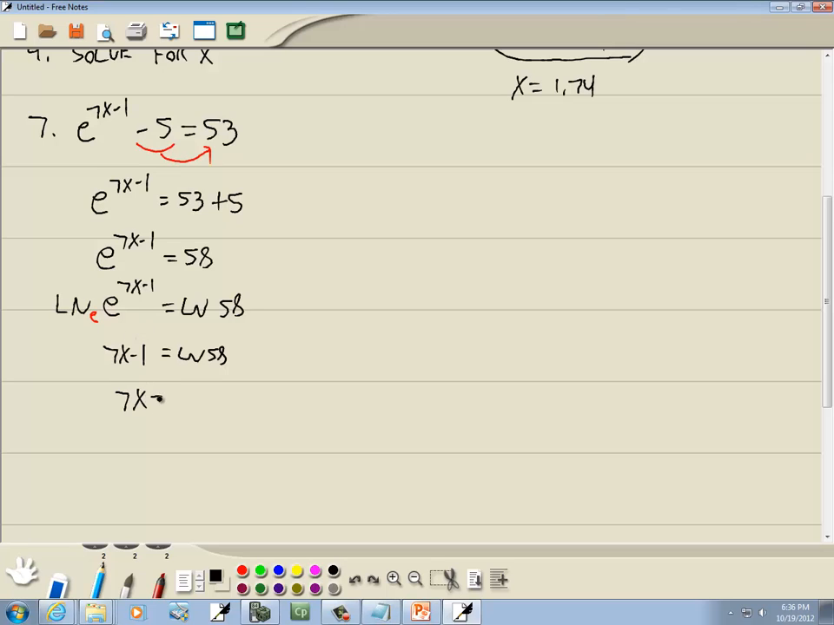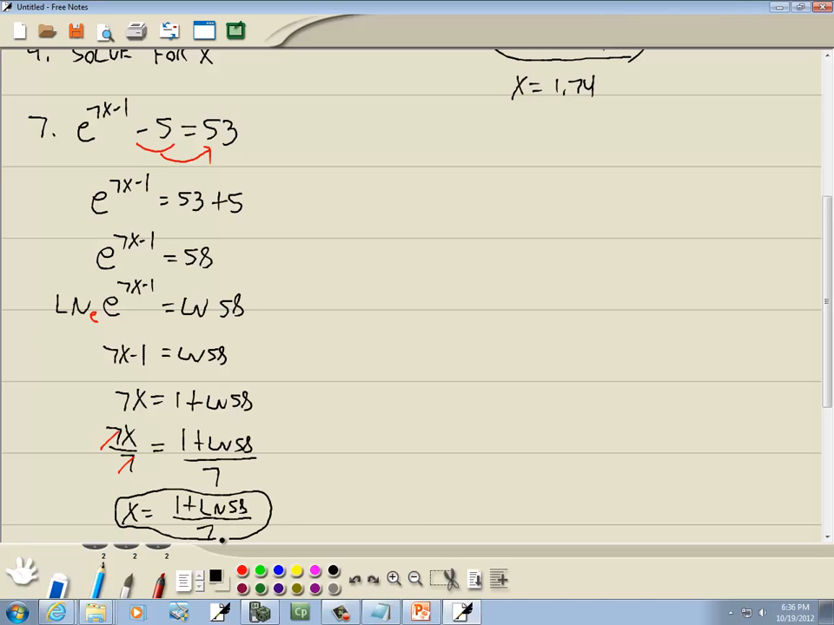Well, now I'm going to take the negative 1 to the right side. It becomes a positive 1. And then last step is to divide both sides by the number in front of our x. So we'll divide both sides by 7. This is just a linear equation. And those cancel. And we got x is equal to 1 plus natural log of 58 over 7. And you can plug that in the calculator if you want.